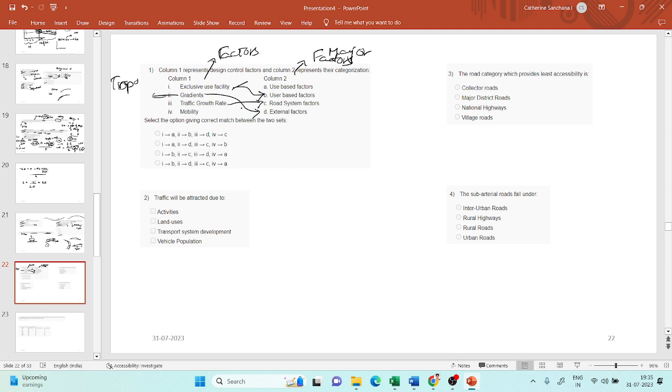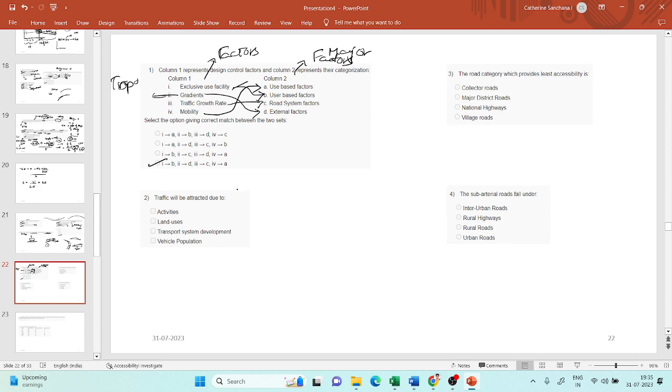And mobility is use based. Mobility we saw, right? Intracity, intercity, and all that. So it is use based. So the answer to this is D. Moving on to the next question.